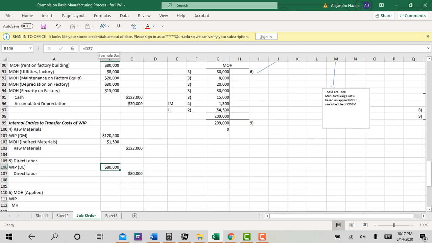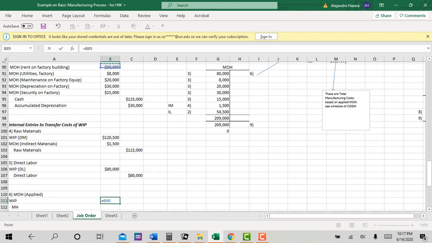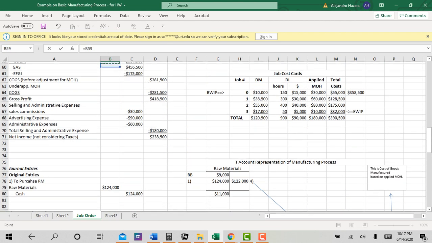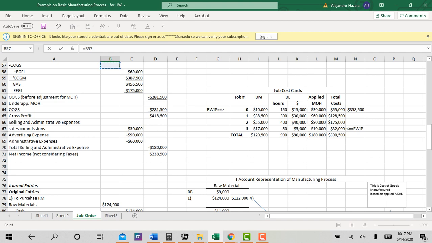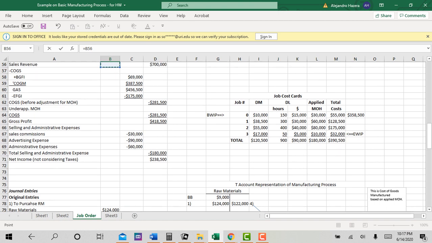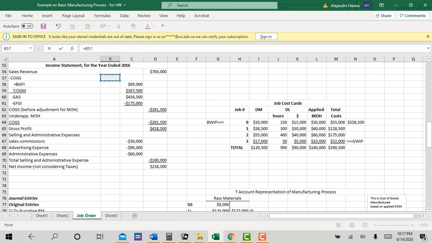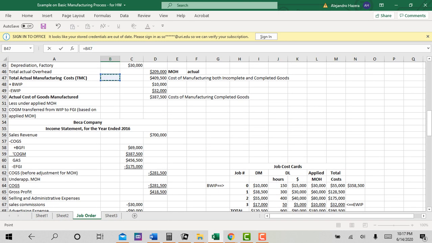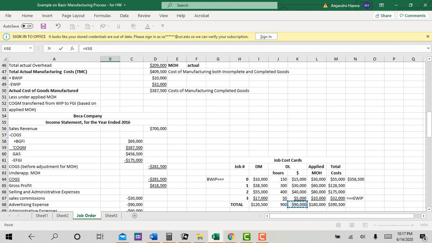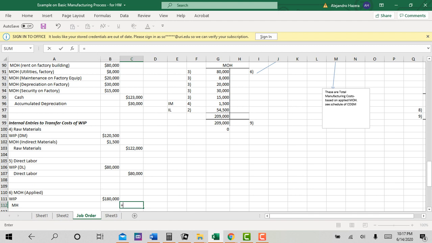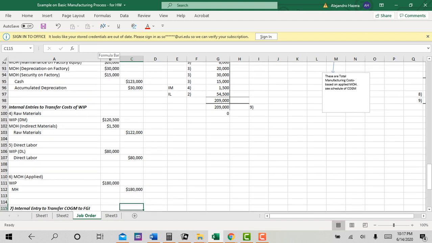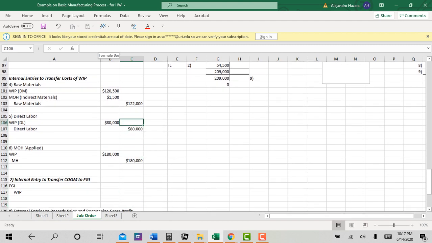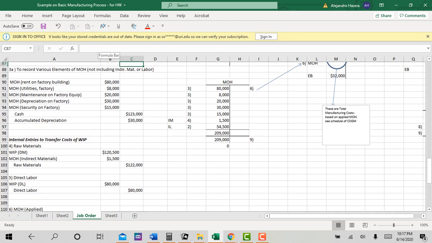Okay, so my direct labor is 80,000. So what I'm going to do is I'm going to debit work in process. This debit to work in process is going to be for, going up here, not my total overhead, but my applied overhead for 180,000 and $180,000 there also. Okay, now I'm going to go ahead and post these entries and you'll see what happens.